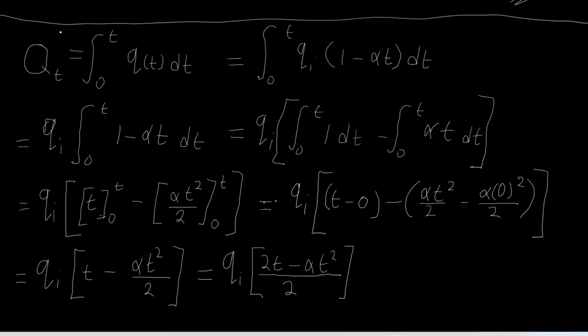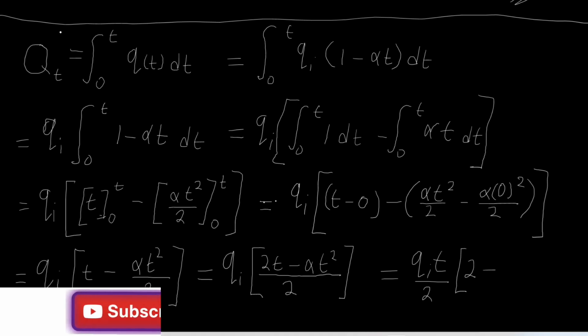Okay, now t is here, t is here. So we can then have our answer to be qi, the common t going out, over 2 times 2 minus alpha t. Okay, now for hyperbolic, which we're going to be looking for, is abandonment time.